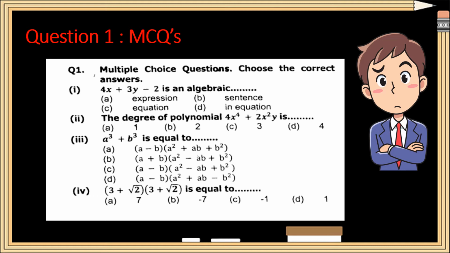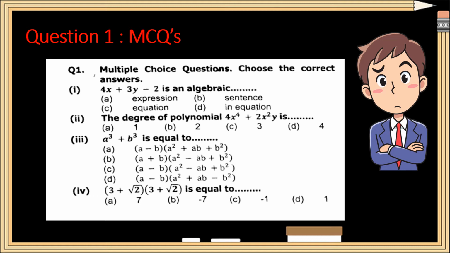So in part number 2, you have to write the degree of the polynomial 4 x raised to power 4 plus 2 into x square into y. So basically we have two variables x and y. In the second term we have x square and y raised to power 1. So we will add up the exponents. 2 plus 1 will give you 3. So option number C is the correct answer.